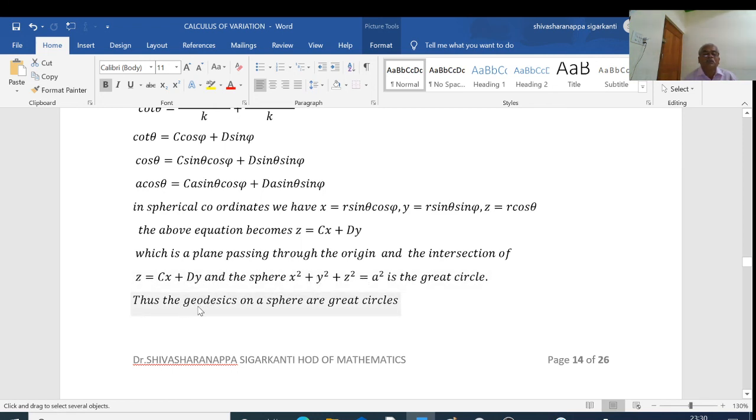Therefore, the geodesics on a sphere are great circles. There may be many such great circles. So the sphere is given here, and any plane passing through the center of the sphere intersects it in a great circle. A great circle means a circle having radius equal to a. The geodesics on the sphere are nothing but the great circles.